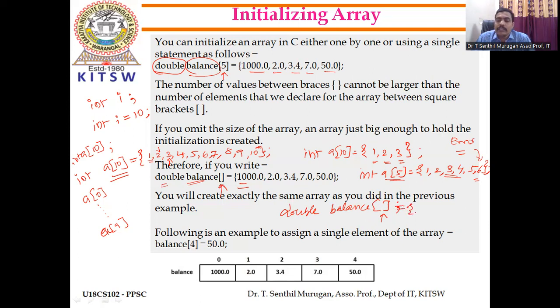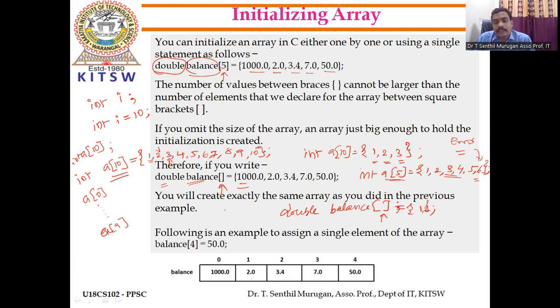You will give the input 1. For example, if you give only 1, then 1 is the size of this array. Okay. If you give 1 comma 2, then 2 is the size of the array. So automatically it will be identified like this.